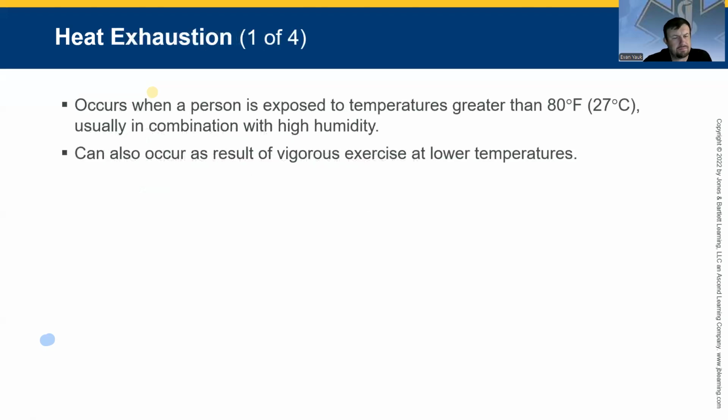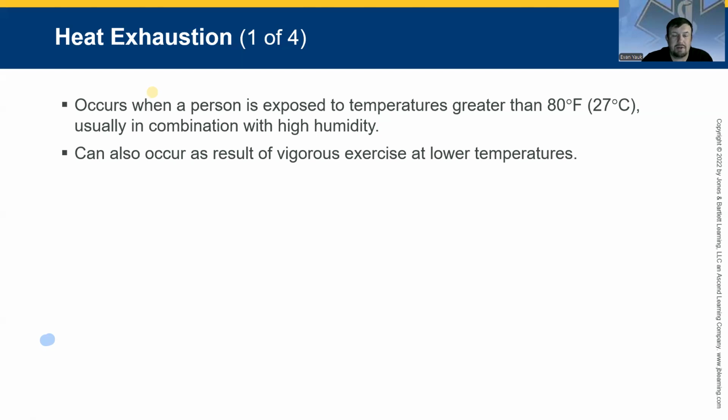Heat exhaustion. This is that second one. So we're getting worse as we go. Pay attention to these numbers also, because I'm betting that they're on a test question or two. Occurs when a person is exposed to temperatures greater than 80 degrees Fahrenheit, 27 Celsius, usually in combination with high humidity. It can also occur as a result of vigorous exercise at low temperatures. So it doesn't have to be super hot for this stuff to happen.